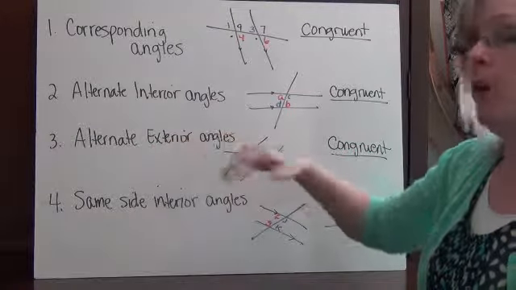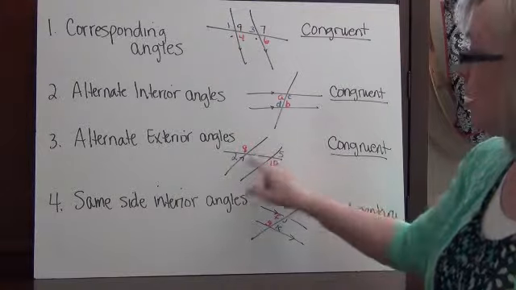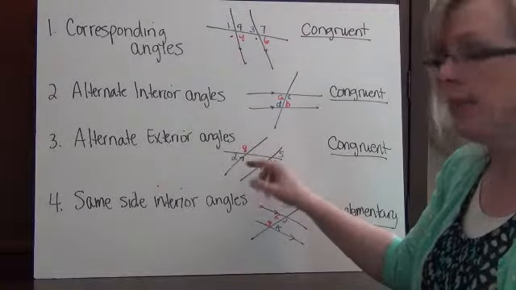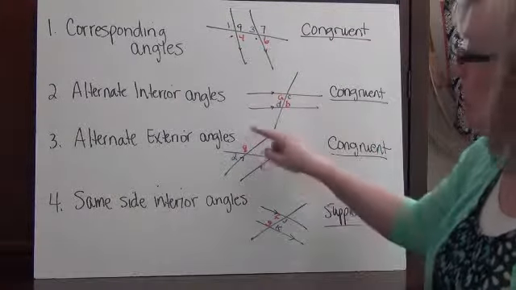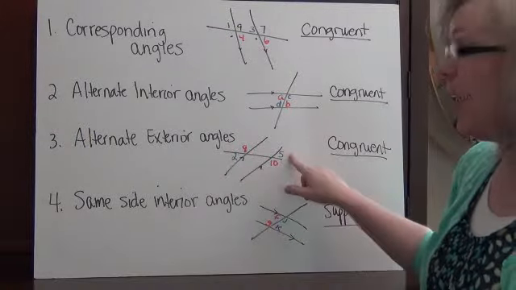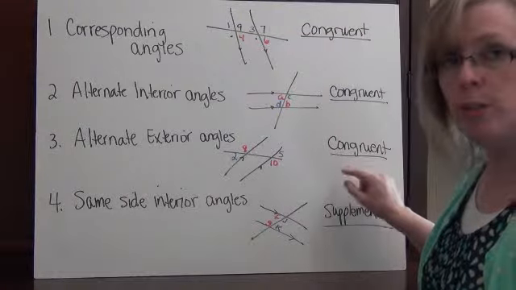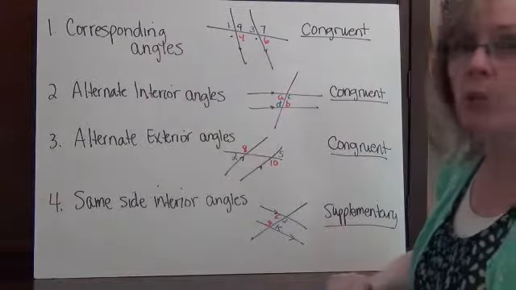Alternate exterior angles are almost like alternate interior. They go on the opposite side of the transversal, but look, now they're not on the inside, they're on the exterior. So 8 and 10 are alternate exterior angles. 2 and 5 are alternate exterior angles. Okay? They are congruent. So, get those into your brain.